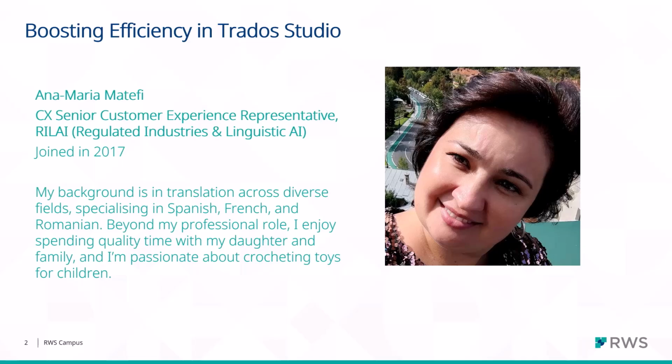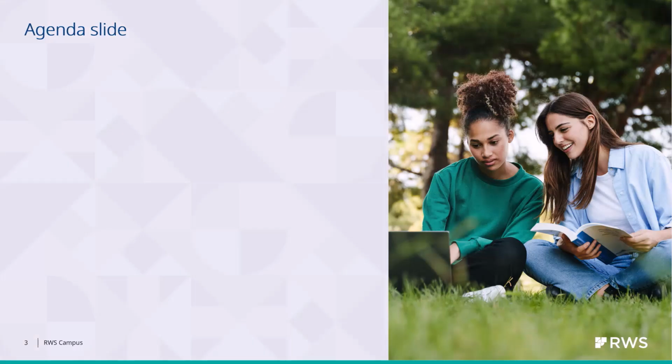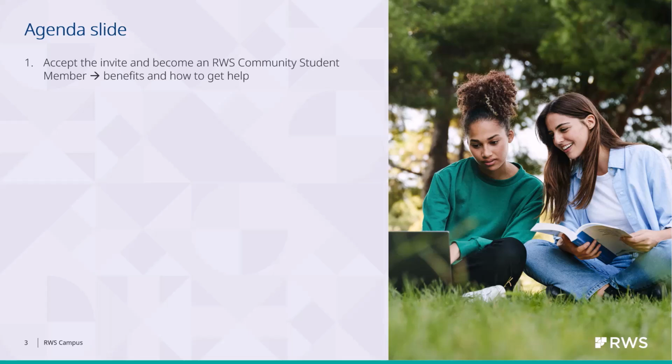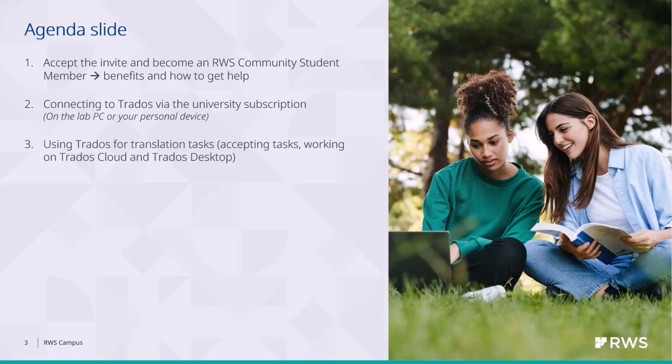The topics for today will be: accept the invite and become an RWS community student member. We will see the benefits and how to get help. Connecting to Trados via the university subscription on the lab PC or on your personal device. Using Trados for translation tasks, meaning accepting a task, working on Trados Cloud or on desktop application. Working with resources, we will see what is a translation memory, a terminology, and machine translation, and how we can use this on the desktop and on the cloud application.